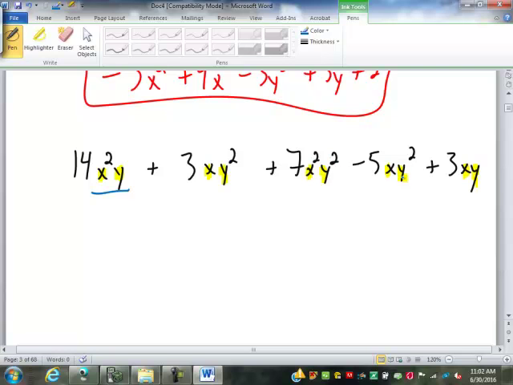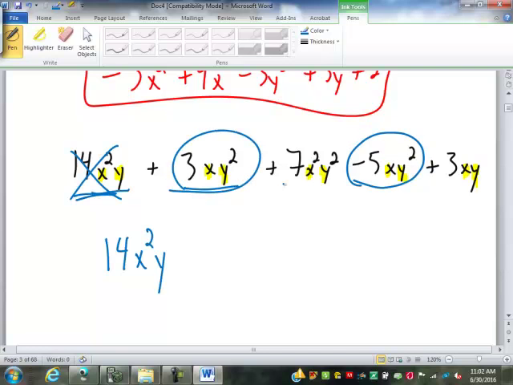How about this one? Nope. That's xy squared, not x squared y. And this is just xy. There is nothing that is the same as that one, so there's nothing I can combine with that one. They have the same variables, but they have different powers. How about this one? 3xy squared. Is there anything that's the same as that? Perfect. The negative 5xy squared. So 3 and negative 5 make negative 2, and that's just xy squared still. We keep the same name.